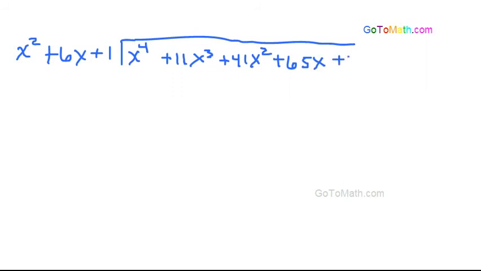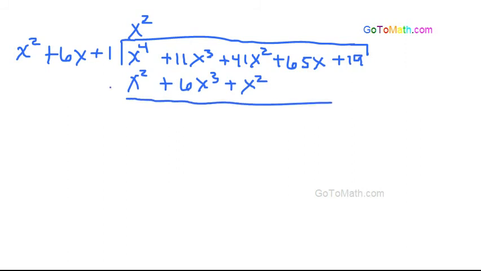Plus 19. Okay. Alright, so the way this is going to work is just like what we've been doing. Take this outside one here. So x squared goes into x to the 4th. This is going to be x squared, and then multiply x squared times x squared. You get x to the 4th, then x squared times 6x, and you get 6x cubed, and then x squared times 1, you get x squared. Okay, so you know what, that's supposed to be a 4 there, isn't it? Alright, so that's going to be 0, that'll be a minus, so that's going to be 5x cubed.